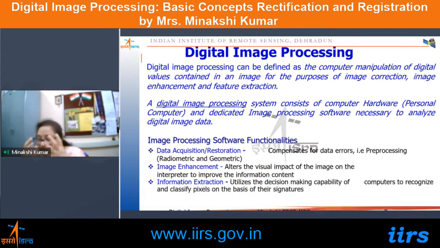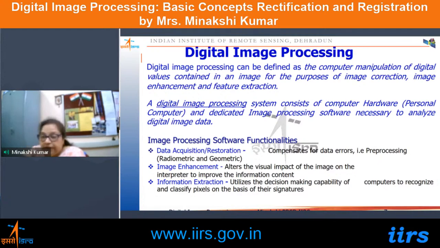Now, for digital image processing, we require an image processing system. So the image processing system would be simple computer hardware, that is a personal computer. Nowadays, even laptops and PCs are powerful enough to do image processing. But the software that we require is a dedicated image processing software to analyze the digital data. Or if you are a programmer, you can write your own routines.